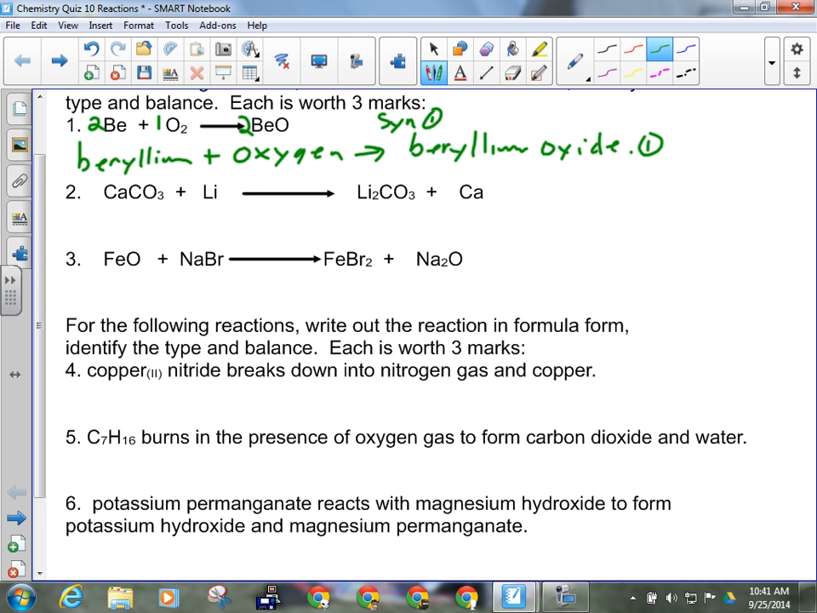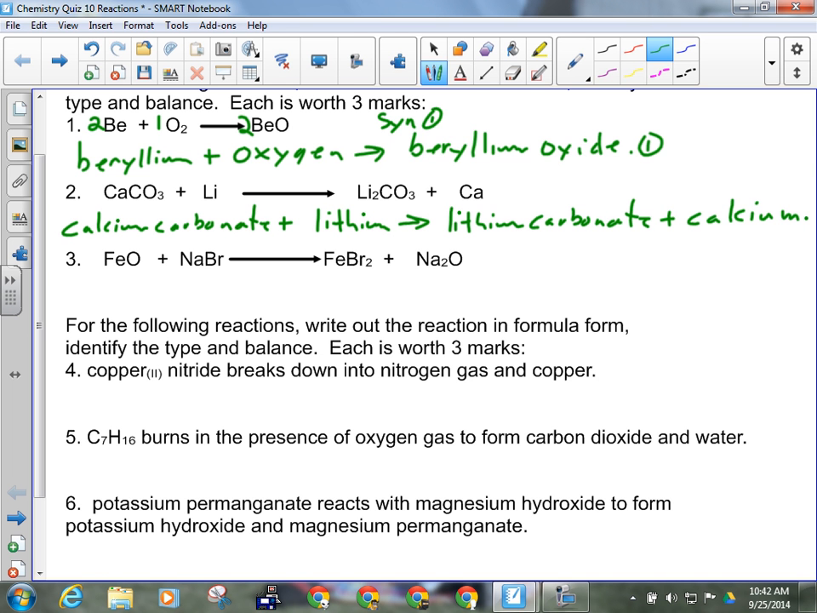Questions on number 1? Okay. Number 2, written out in words is going to be calcium carbonate plus lithium gives lithium carbonate plus calcium. Okay, 1 mark if theirs looks just like that, or has reacts with and forms and whatever.